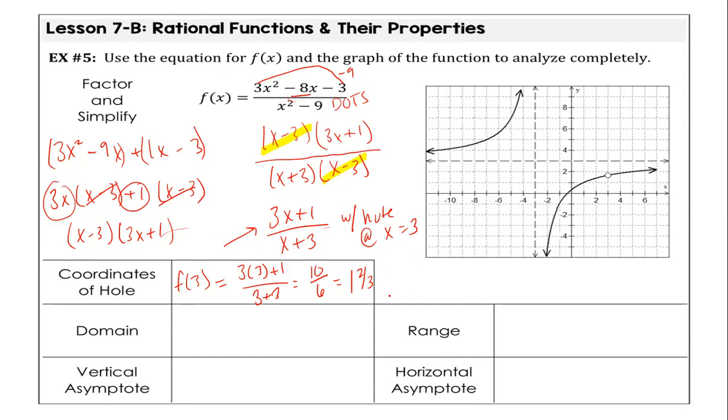10 over 6 becomes 5/3. So my ordered pair, my hole, is at 3, 1 and 2/3. Hence, right here, this actual value is 3 and 1.66666, and we're going to put a repeating bar, right? It just goes on and on and on.